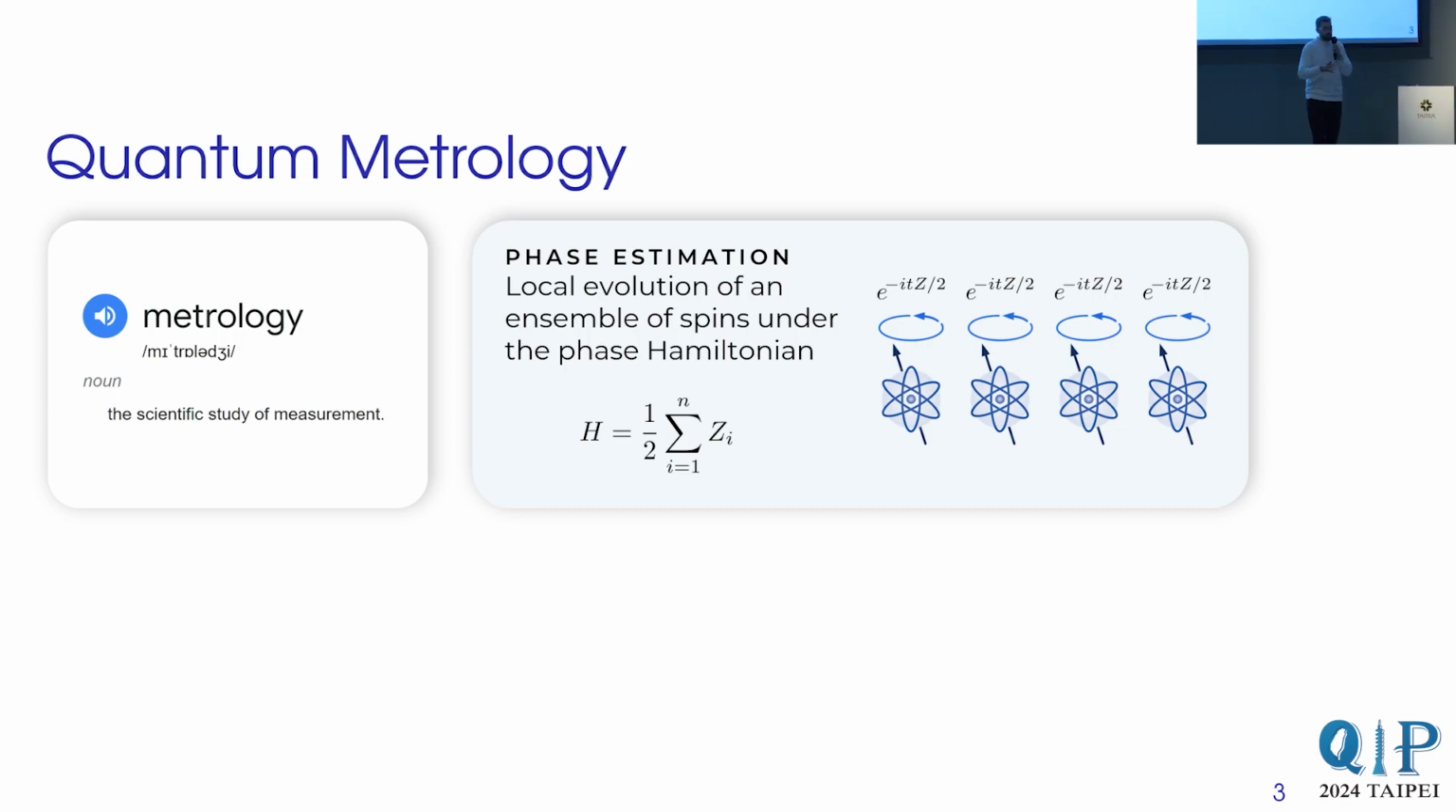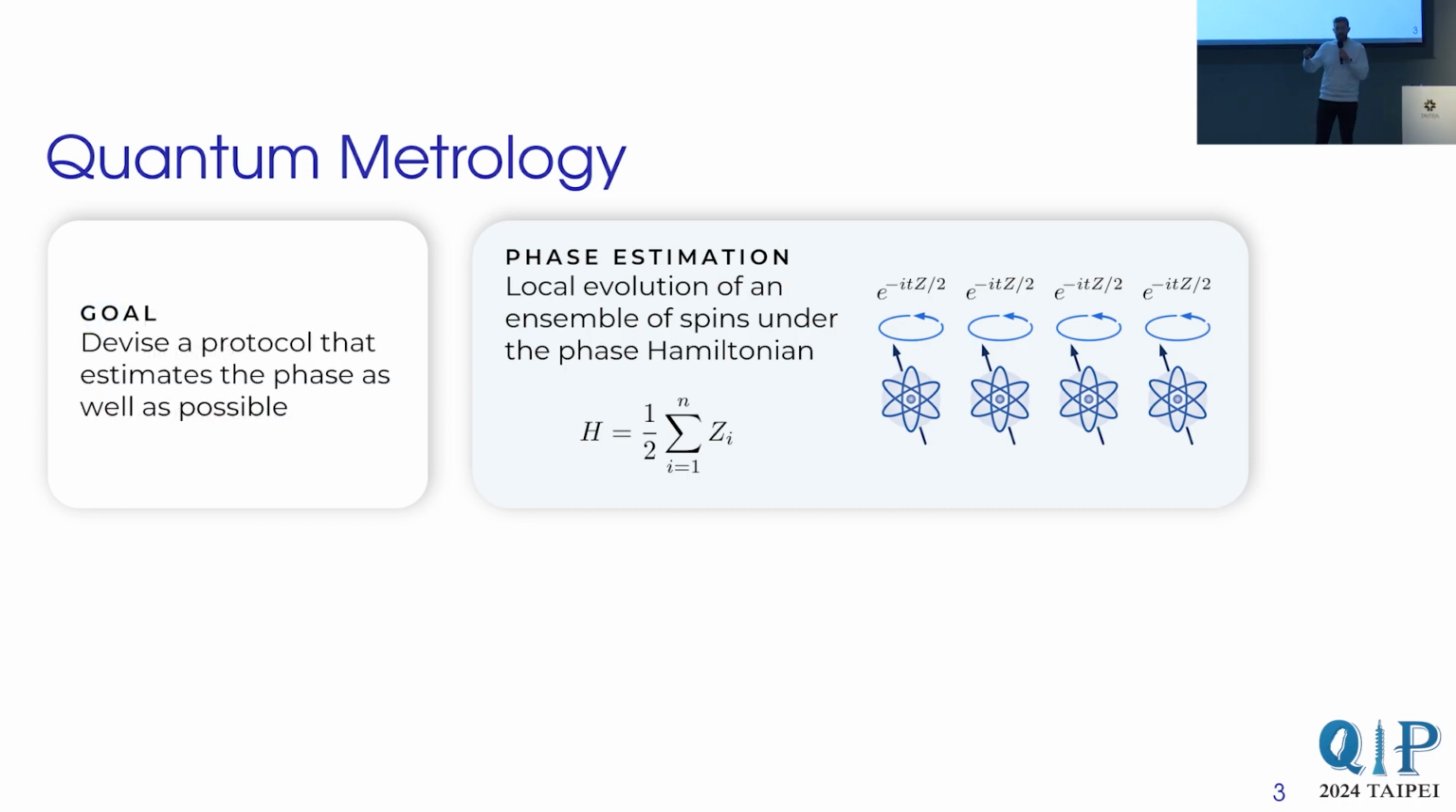So you have an ensemble of spins, you initialize them in some state, and then each one separately undergoes a phase shift, but it's always the same phase, t. And the catch is that t is unknown. We are there to design a protocol, so find a good initial state and find a good measurement at the end to extract what the value of this parameter t, this phase, actually is.